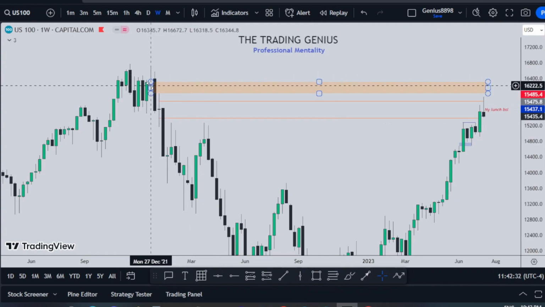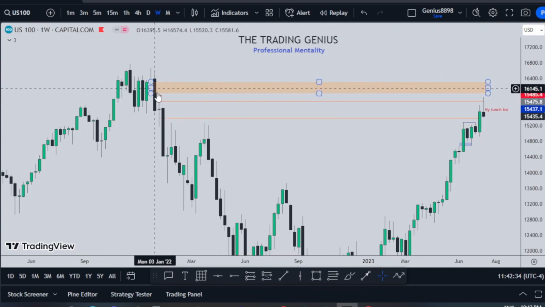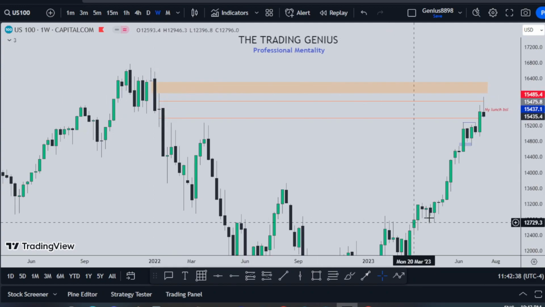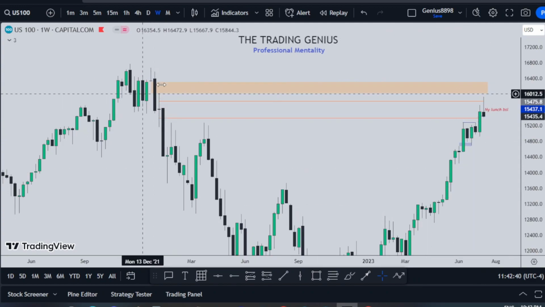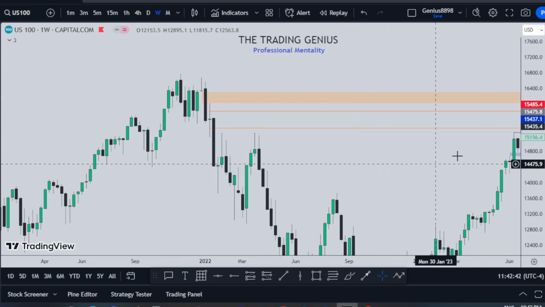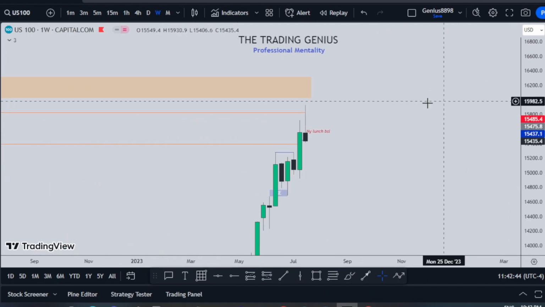What do we see here? Fair value gaps on the weekly time frame. This is what I look at as drawn liquidity. Price is drawn to run into those fair value gaps. But as you can see right here, we do not reach that fair value gap yet, right?